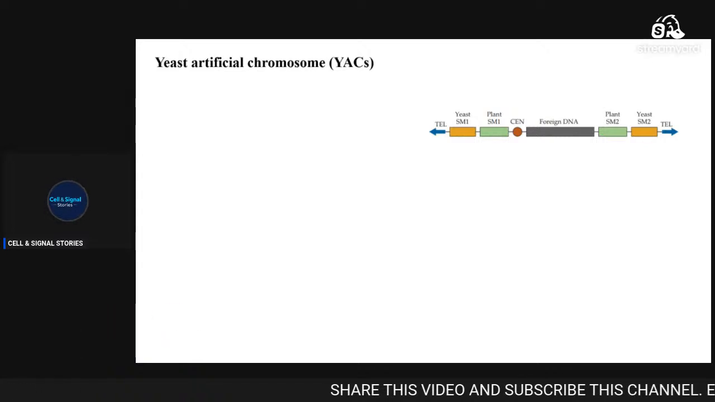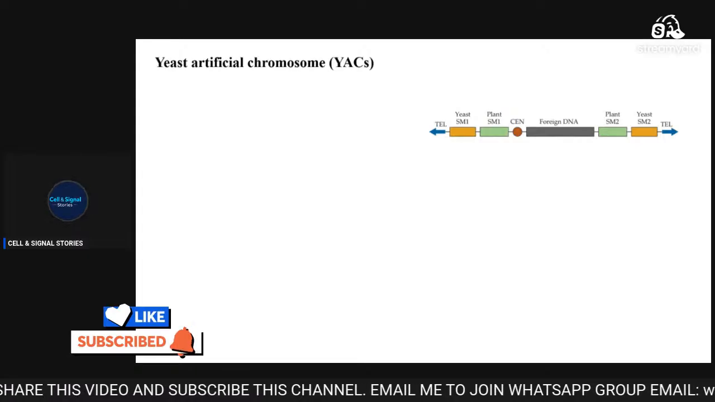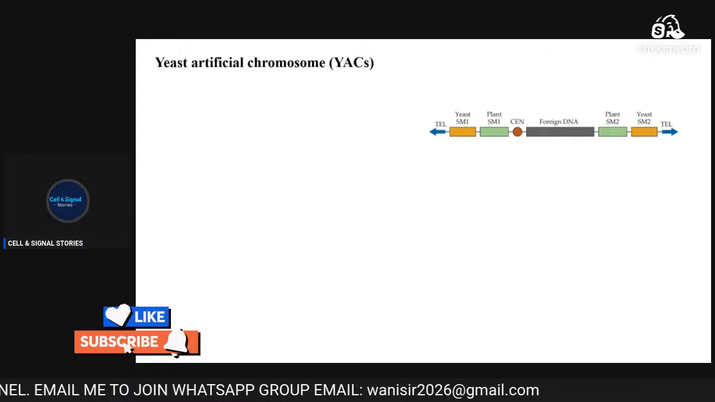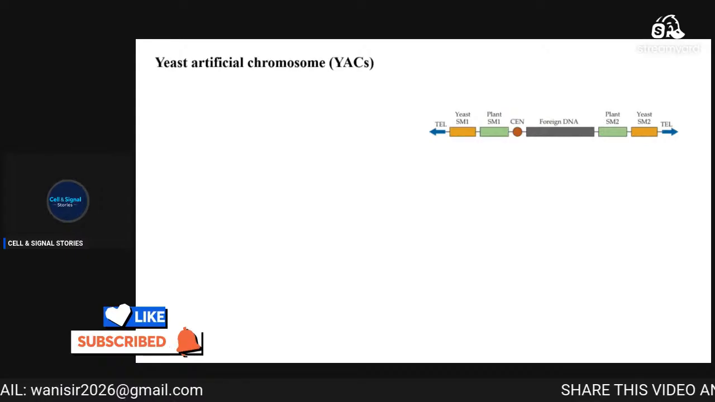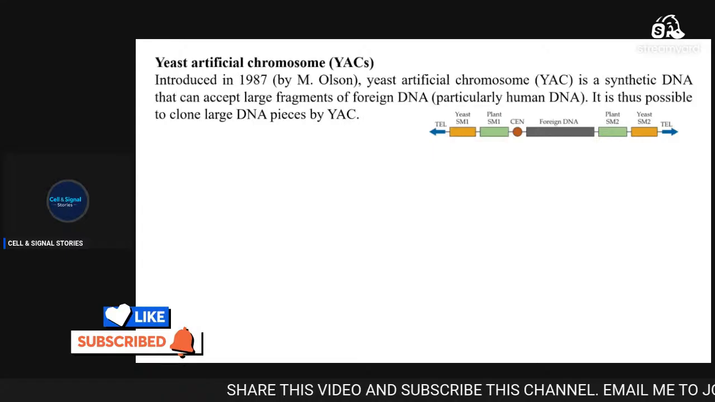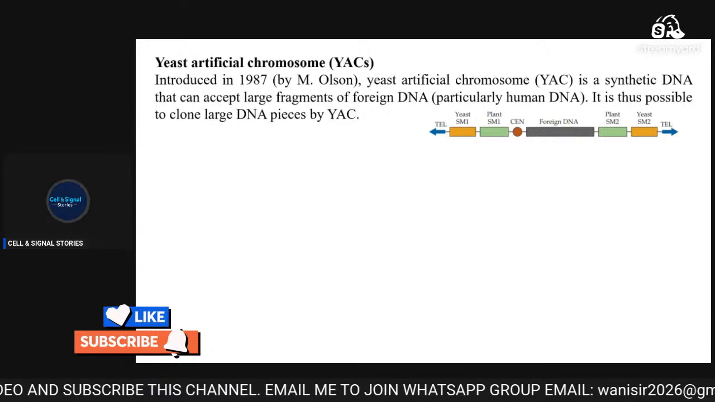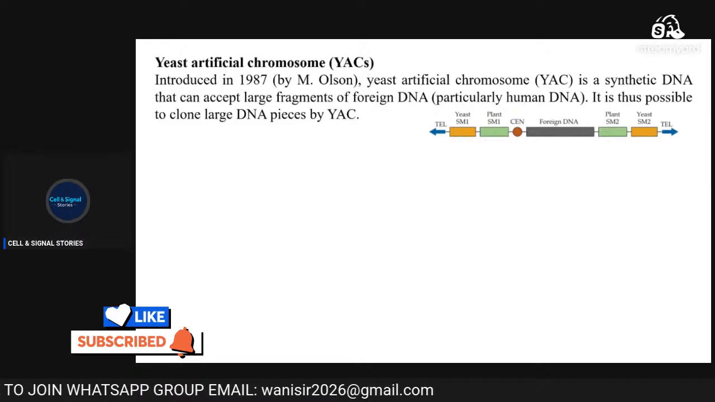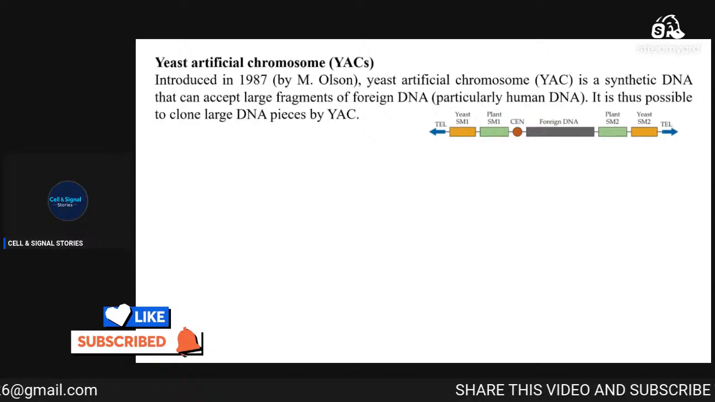So now we will try to understand the yeast artificial vectors. First of all, these are yeast vectors that have been engineered to contain a centromere. That is, they are having the centromere, and like the human chromosomes, they are having their telomere and the origin of replication. The yeast artificial vector was introduced in 1987 by Olson, and it is synthetic DNA that can accept large fragments of DNA, from 300 up to 2000 kilobase pairs.